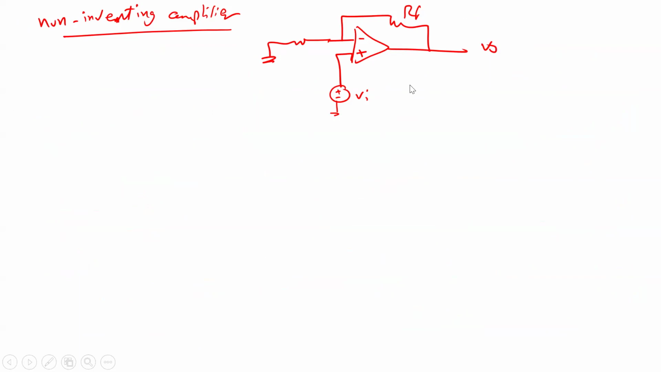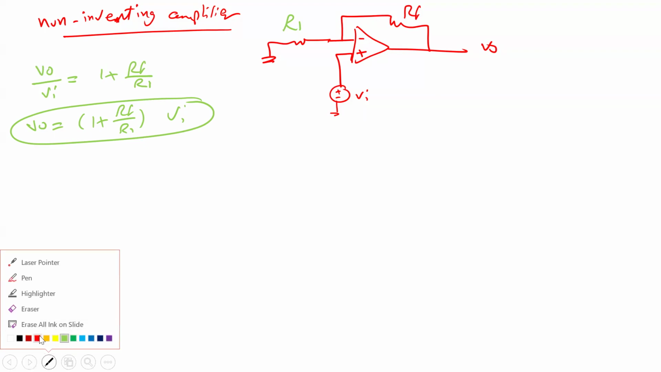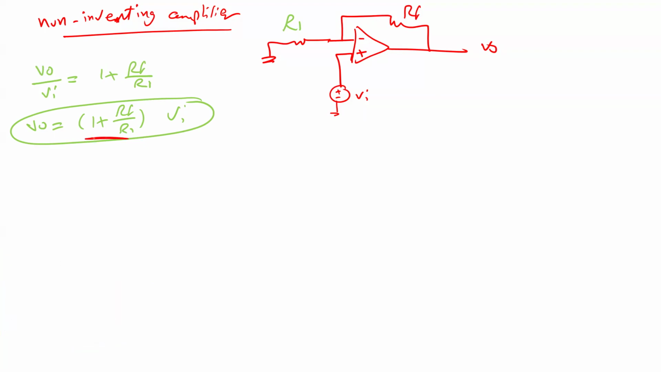Similar to what I'm teaching here. So anyway, in this case, last time I explained and calculated the formula V out divided by V in equal to 1 plus Rf divided by R1. Or V out equals 1 plus Rf divided by R1 times V input. And you can tell why we call this one non-inverting. We call it non-inverting because this one is positive. Any questions?